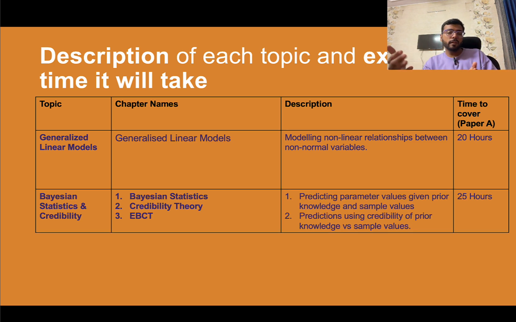Then we get into Bayesian statistics and credibility. So Bayesian statistics is all about predicting a particular parameter given some prior knowledge about that parameter and a sample that you have. So far we were just inferring about population just based on a sample, right? Now what we are doing is we are saying, okay, I want to make predictions about a population parameter, but I have this sample, but I also have some prior knowledge. How do I incorporate that prior knowledge in order to make this prediction? So that is what Bayesian statistics and credibility theory is about.